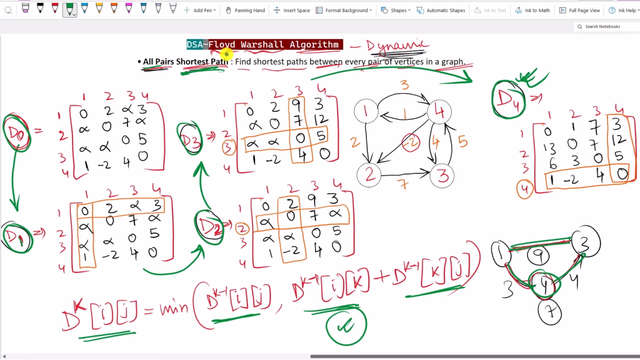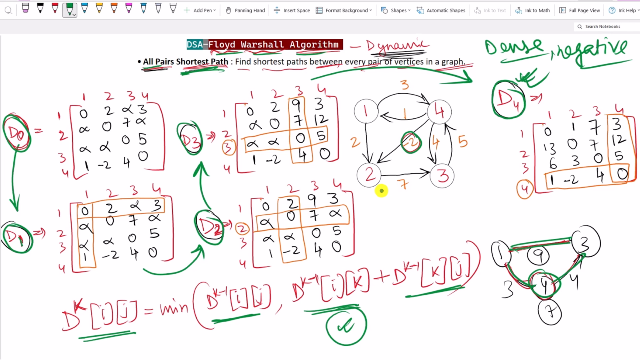Now the Floyd Warshall algorithm will be used when the graph is dense, and also when the graph has negative edges. Otherwise, if the graph is sparse and there is no negative edge, in that case we can use the Dijkstra algorithm multiple times. So that's about the Floyd Warshall algorithm. Hope you understand. Thank you.